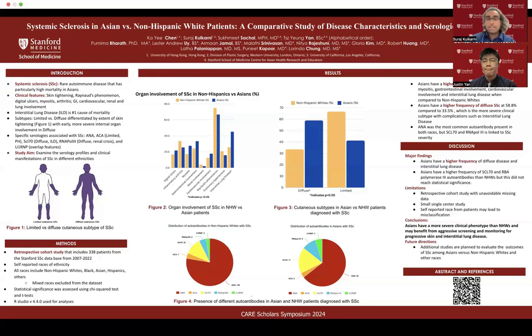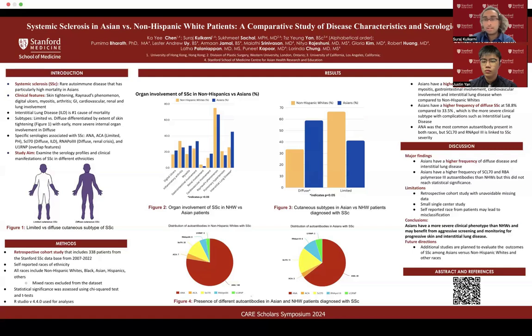In terms of major findings, we noted that Asians have a higher frequency of diffuse systemic sclerosis and interstitial lung disease. Also, Asians have a higher frequency of SCL70 and RNA polymerase 3 antibodies than NHWs, but this did not reach statistical significance. With respect to limitations, we must note that the study was a retrospective cohort study and also focused on one small single center, so you're going to have a lot of unavoidable missing data. Furthermore, the fact that race was self-reported can lead to misclassification.